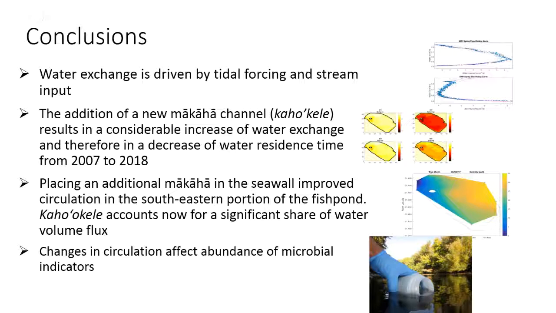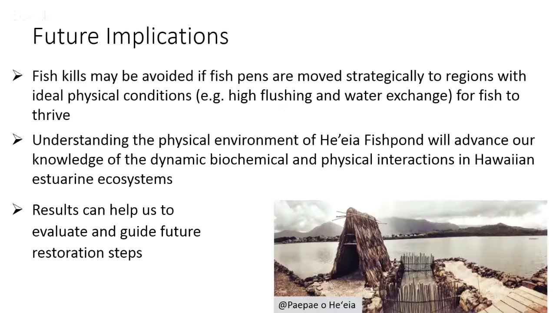Some implications of this work is that fish kills may be avoided if the fish pens are moved to strategically favorable regions for fish survival. So we have had some major fish kills in the pond before, and that was likely because they were placed in locations in the pond where there wasn't a lot of water exchange. So now we know where water exchange is large, and this could be a strategically good place to place these fish pens.